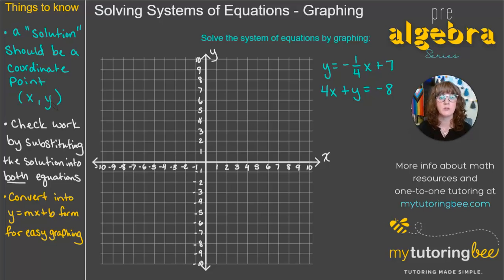There are cases where systems of equations will have no solution, meaning that the lines don't cross each other at all, or they will have infinitely many solutions, which means that the two lines actually lie on top of each other. I'm going to cover both of those in two separate videos, so be on the lookout for those. But in this video, let's go ahead and graph both of these equations and see where they cross, see what their solution is. Let's start with this first equation.